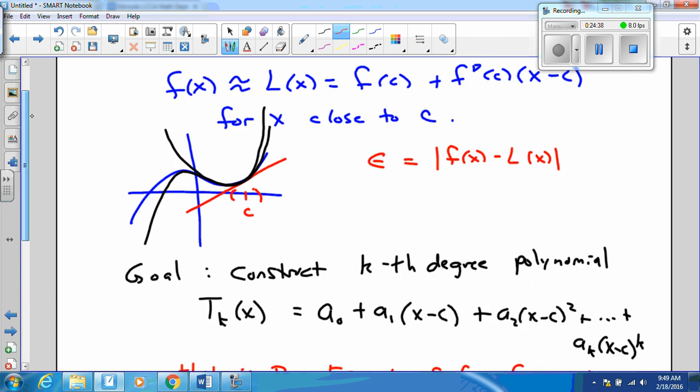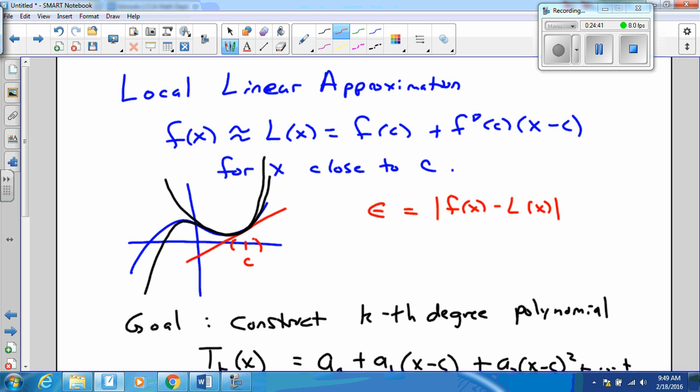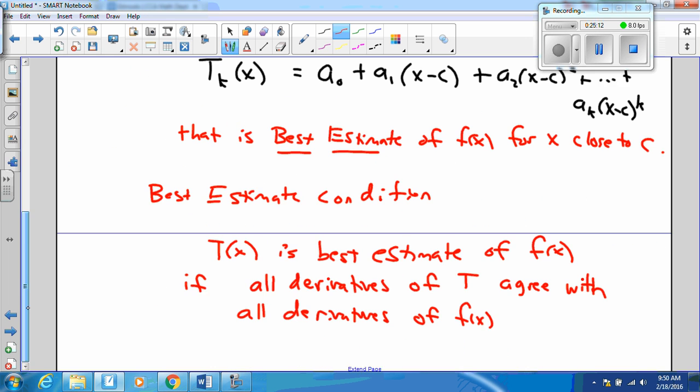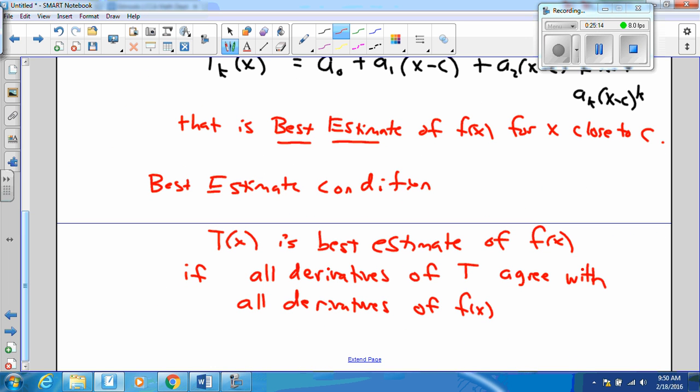We had already done this with our tangent line. Notice that the characteristic of our tangent line, or local linear approximation, was that the function f of c at x equals c was exactly equal to L of c. Check that out. Plug in: L of c equals f of c plus f prime of c times c minus c, which is 0. And also, the derivative of f was equal to the derivative of L at c. That's how we construct it. The slope of the tangent line equals the slope of the curve right at c. This is exactly what we're going to require here.